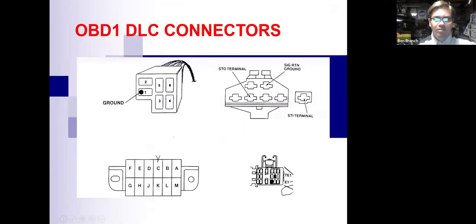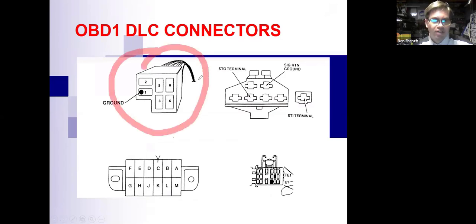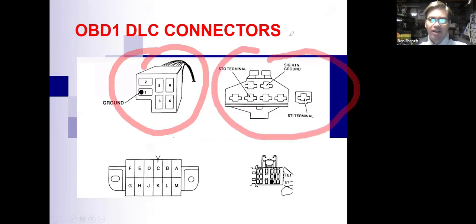Hey, I was all over the place. So here we're looking at several different connectors. This was the Chrysler connector that came about in the mid to late 80s. Here was the Ford connector, and it was two parts. You had this part, and then you had a little red wire coming to this piece that would want to break off. You had to plug both of those in your scan tool.